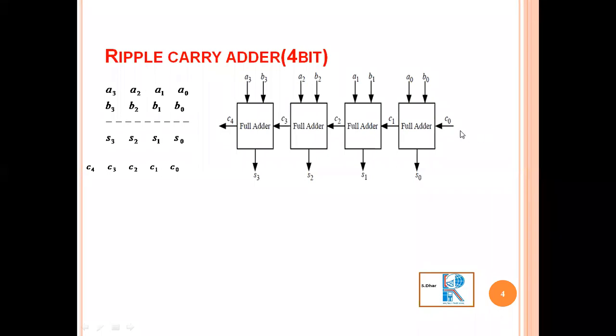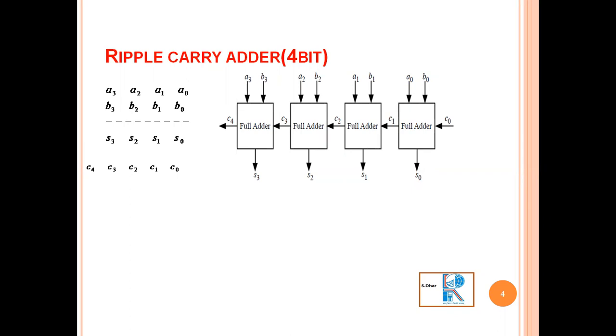So what will happen? Here first it will add this, and it will forward the carry to the next full adder. This full adder again forwards the carry to the next full adder. So here the carry is rippling from this position to this position, from C0 to C4. This type of adder is called a ripple carry adder. Here I have shown one 4-bit ripple carry adder.